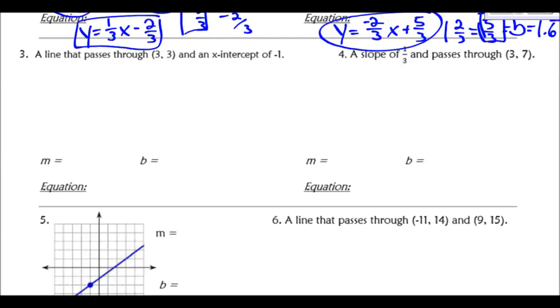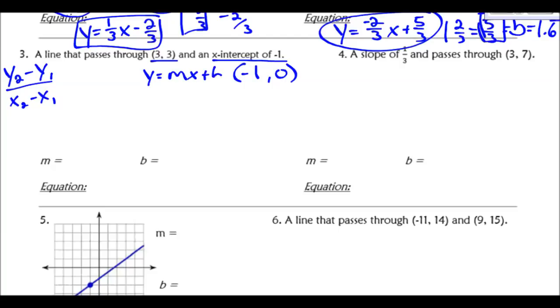On number 3, they're talking about a line that passes through (3, 3) and an x-intercept of negative 1. This is very similar to the previous two problems, so I'm just going to get you started on this. The x-intercept of negative 1 is really just a set of coordinates. It's (negative 1, 0). So it's really the same thing as 1 and 2, where you have to find your slope, and then use that slope in our equation. y equals mx plus b. You have your x, you have your y, and this will tell you the m. You plug each of those three into that equation to solve for b.